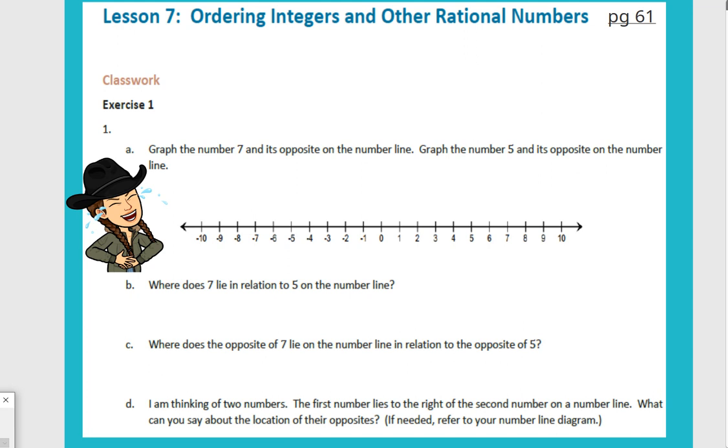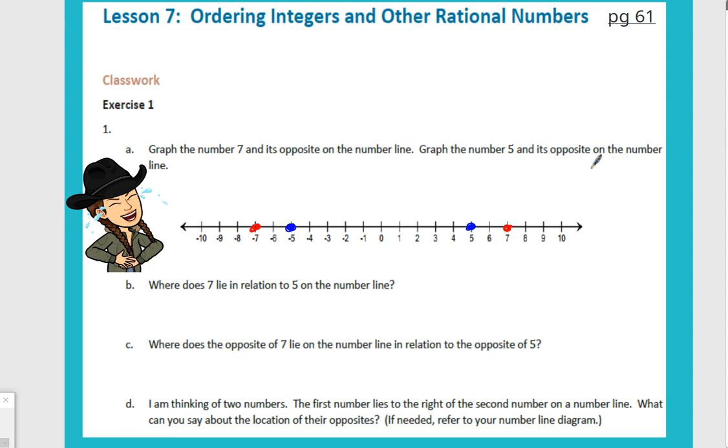We're going to begin with exercise 1, and it says graph the number 7 and its opposite on the number line. Then graph the number 5 and its opposite on the number line. So let's go ahead and do that first. The number 7 and its opposite then. This one was 7 units from 0, so we need to go the opposite direction, 7 units from 0. And then we're going to go ahead and graph 5 and its opposite, which is negative 5.